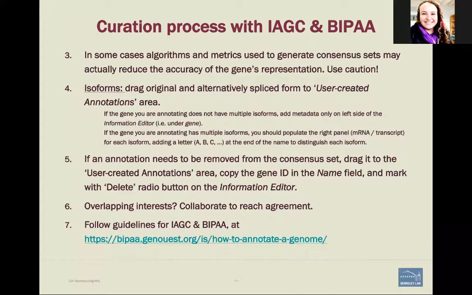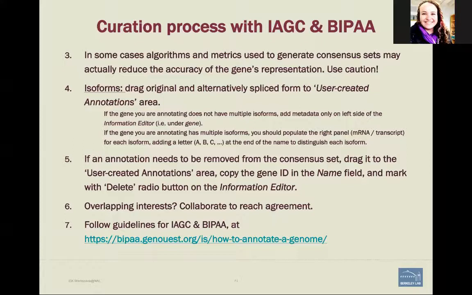I am here reposting the rules about isoforms that I've already said twice, so I won't say it again. If an annotation needs to be removed from the consensus gene set, just make sure that you drag it in the user create annotations area nonetheless, and that you copy the gene identifier and enter the delete radio button. These and other rules are available on this website, How to Annotate a Genome from the BIPAA site. Okay, so you can just access all of these rules that I've listed here from there.